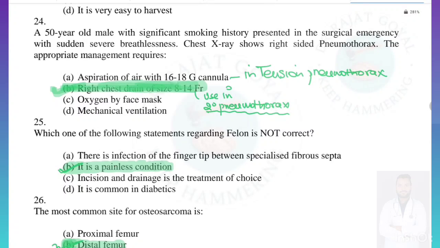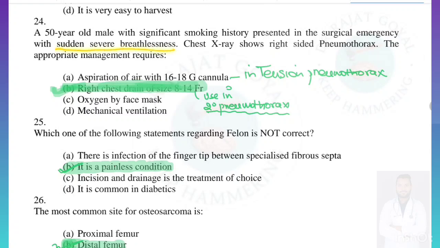A 50-year-old male with significant smoking history presented in the surgical emergency with sudden onset breathlessness. Chest X-ray shows right-sided pneumothorax. The appropriate management will be. So here, it is a case of right-sided pneumothorax, but it is not a tension pneumothorax.